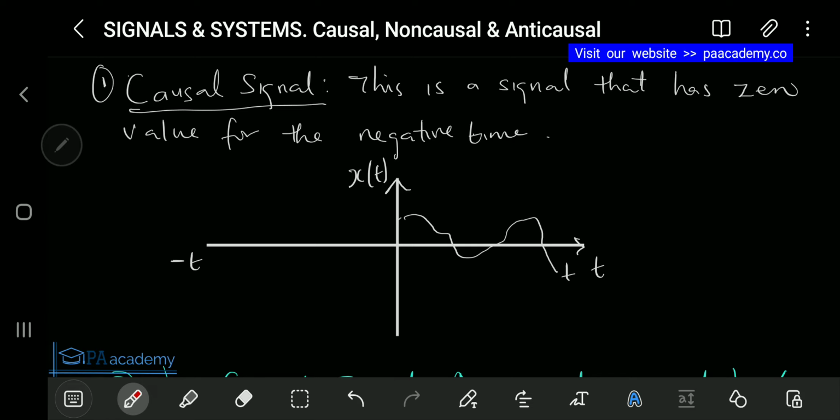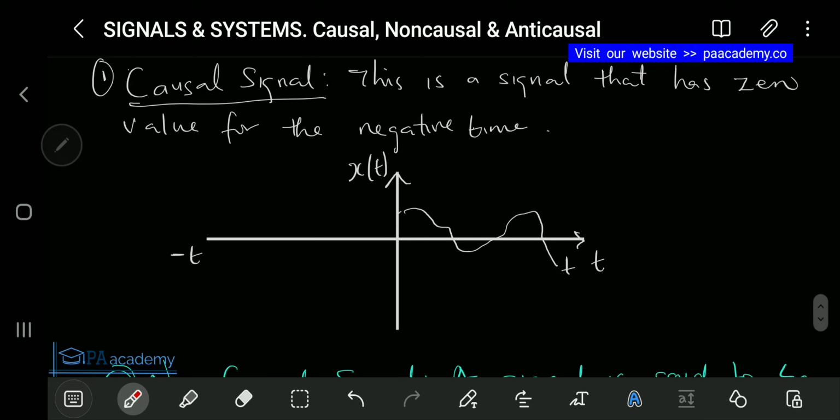So you can also define causal like that, it has non-zero value for the positive time, or you can say it has 0 value for the negative time. So it's just for understanding. I hope you get the concept. So it's not something that you actually need to memorize. Just understand it. All right.